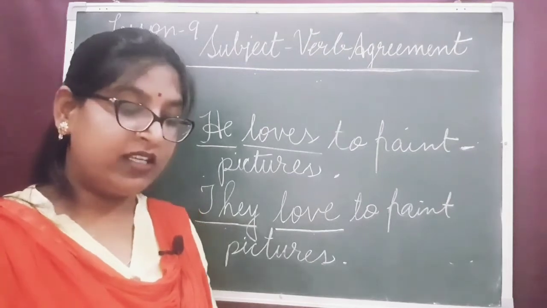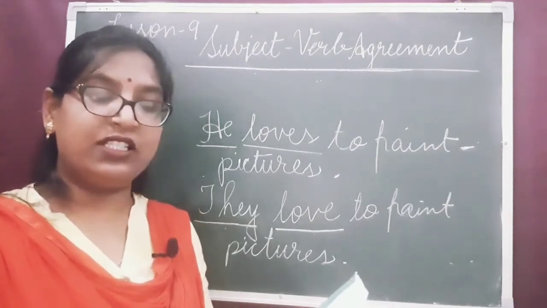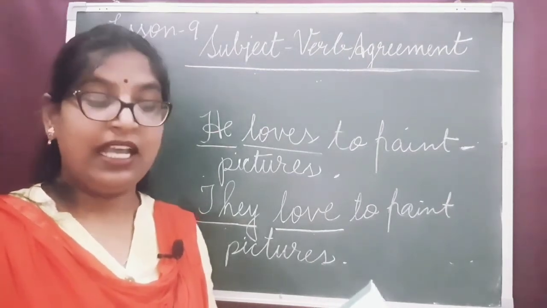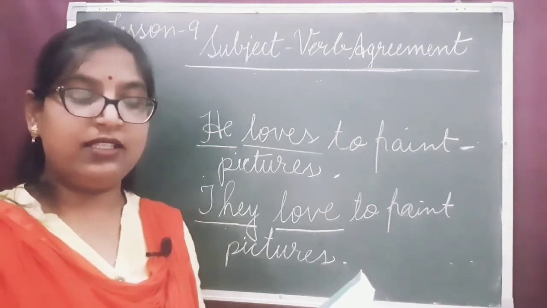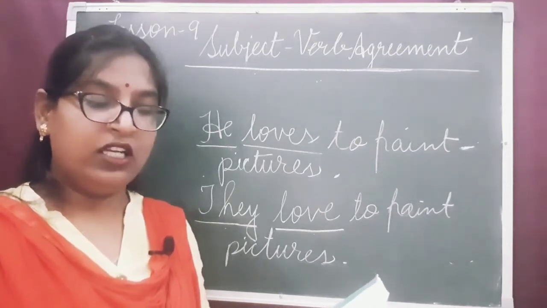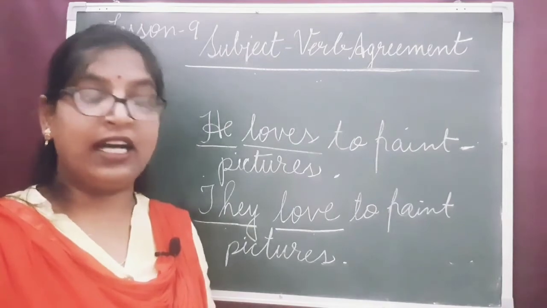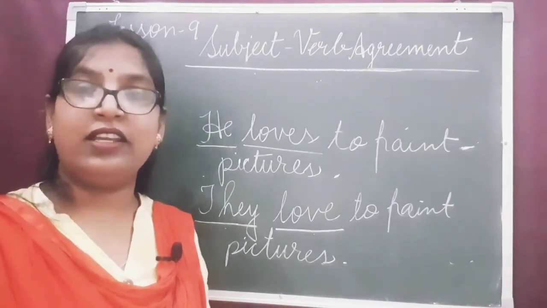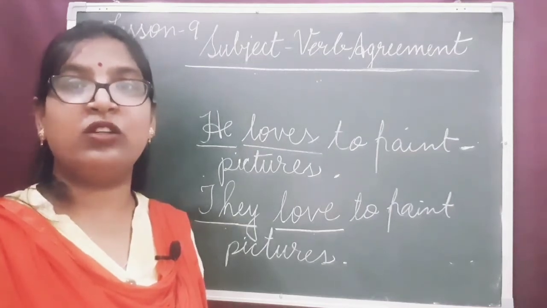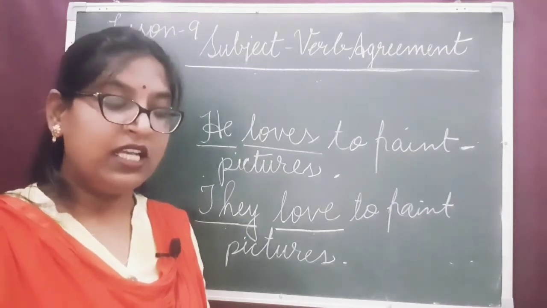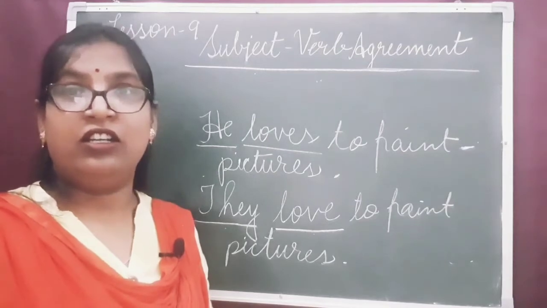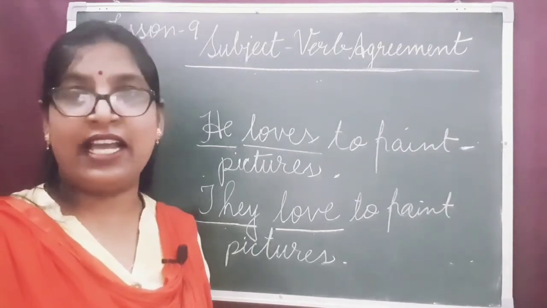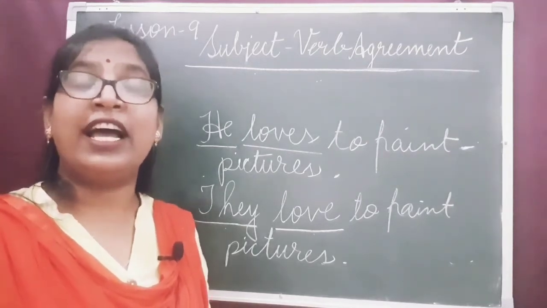The third point is auxiliary verbs such as be type and have possess different forms for different number and person. Be type verbs, what are they? Is, am, are, was, were. These are the be type verbs. And have, has, had. These are the different forms of have verbs.